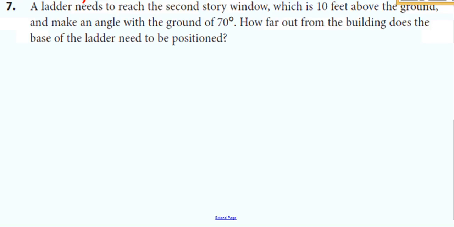So we'll look at another ladder problem. These are pretty famous, a common way to use tangent. The ladder needs to reach the second story window, which is 10 feet above the ground, and make an angle with the ground of 70 degrees. How far out from the building does the base of the ladder need to be positioned?